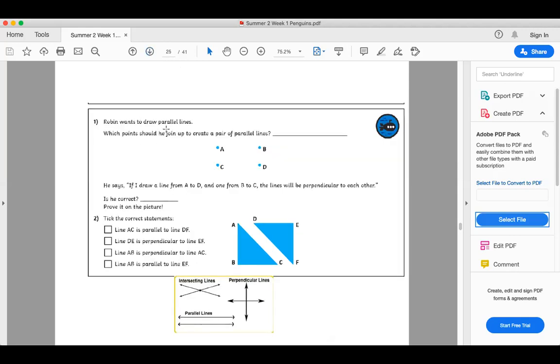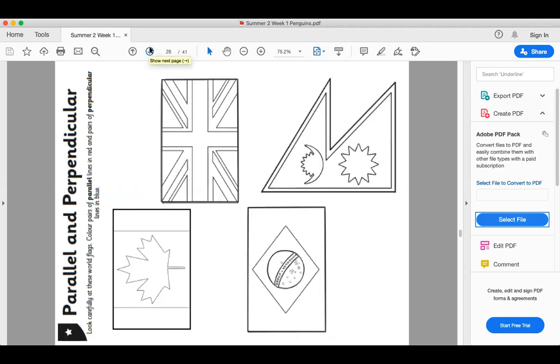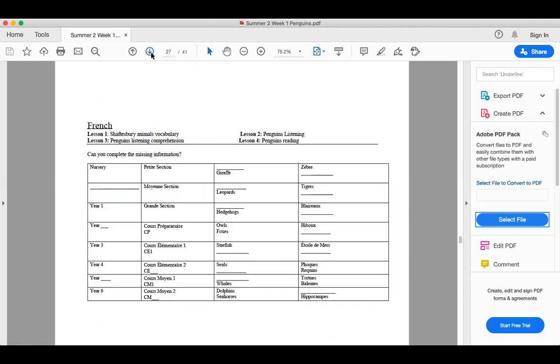Here, Robin wants to draw some parallel lines. To draw those. Lovely. Is he correct on this one? Some true or false here, like we just did as well. And then you have this. So all you need to do here is color the pair of parallel lines in red and then perpendicular lines in blue. So different flags of different countries.